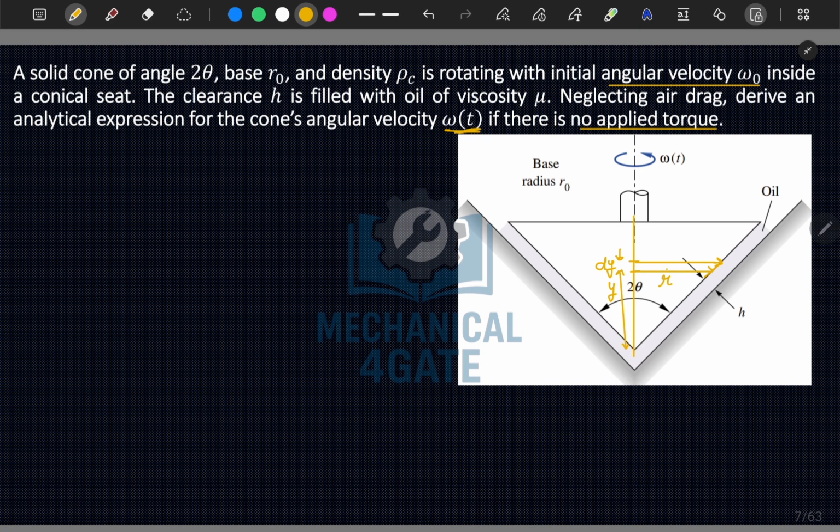And the velocity distribution at this point, let's say it to be this. So we can write that tau at radius r is equal to mu times v, where v is r times omega, divided by h. Now here your unknown is r.